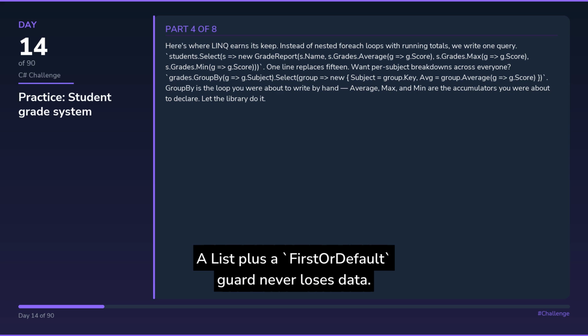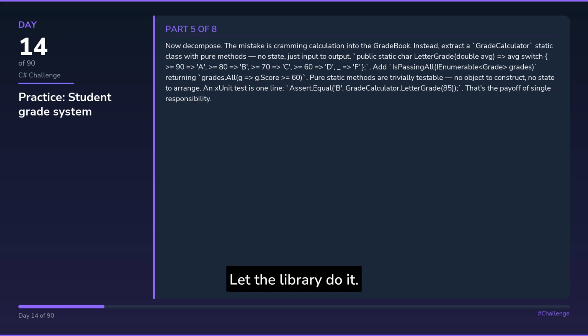Want per subject breakdowns across everyone? grades.GroupBy(g => g.Subject).Select(group => new { Subject = group.Key, Average = group.Average(g => g.Score) }). GroupBy is the loop you were about to write by hand, Average, Max, and Min are the accumulators you were about to declare. Let the library do it.